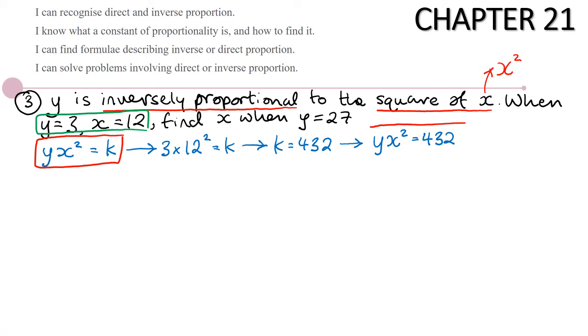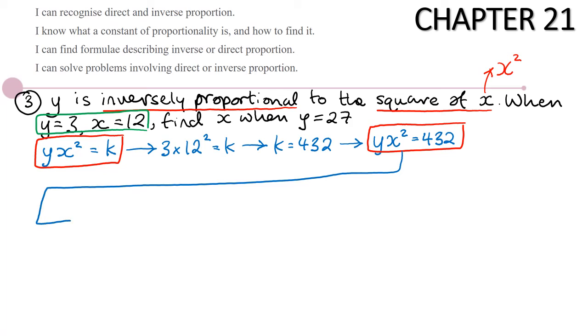Okay, so we're going to use that to now finish off the question, and the question says find x when y is 27. So we use our formula. I replace y with 27. So 27 times x squared, or 27x squared, equals 432. So you should know that if I want to find x squared, I divide both sides by 27. So 432 divided by 27.